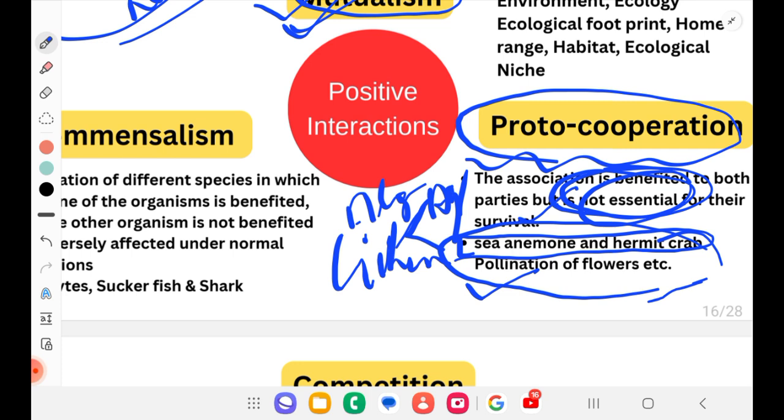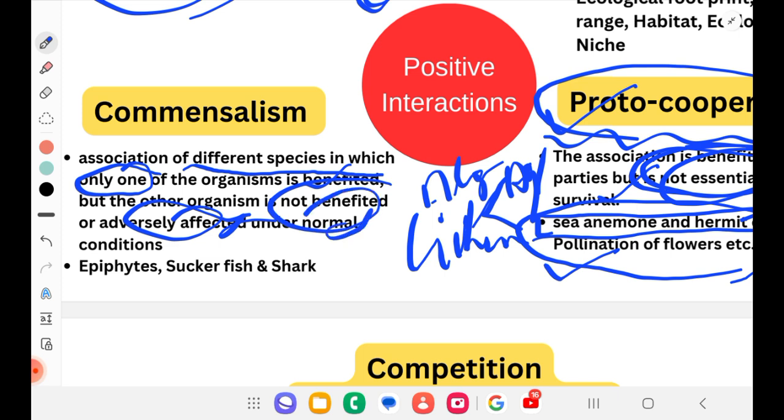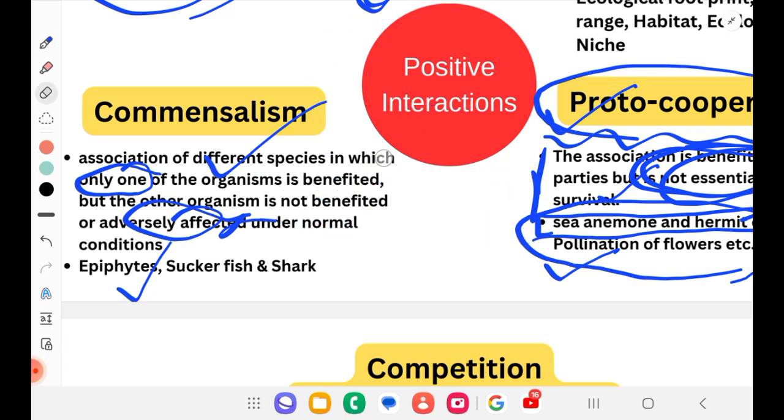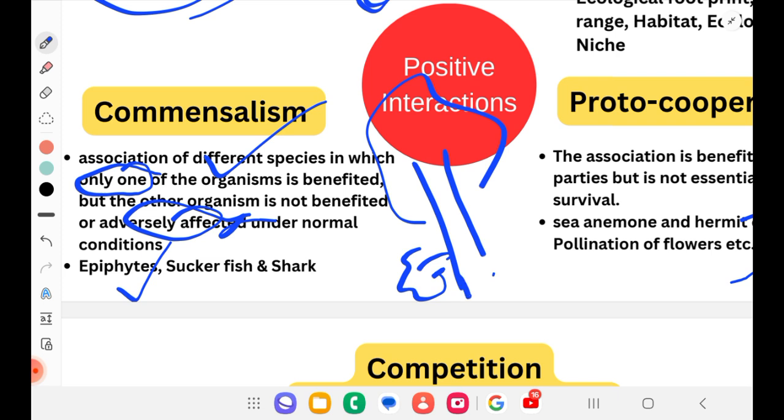These are for proto-cooperation. Then comes commensalism, an association of different species in which only one of the organisms is benefited, but the other is not adversely affected. Okay, the other is not affected and not benefited either, but one species definitely gets benefited. For example, epiphytes. If you see in the tropical rainforest, epiphytes will grow on these trees. That is not harming the tree, but the epiphytes are getting benefited, right? One organism is getting benefited, but it is not damaging the other organism. Then it is called commensalism.